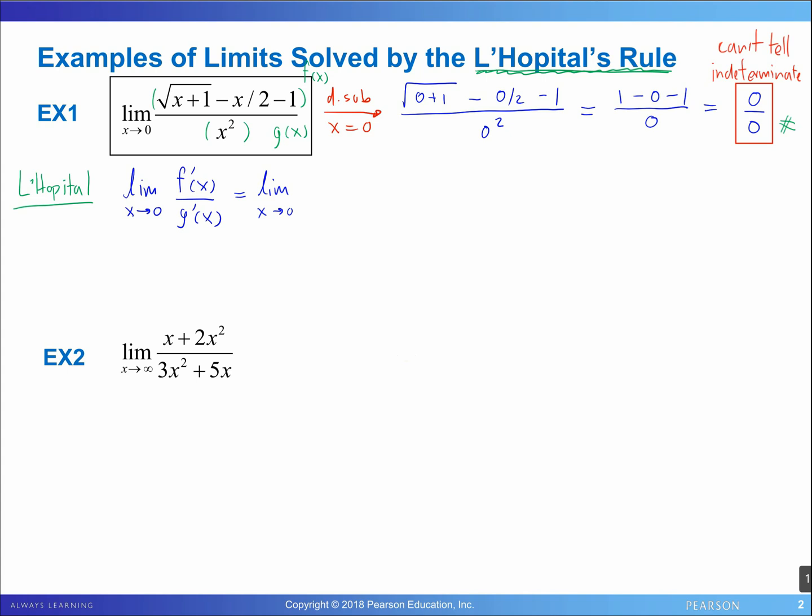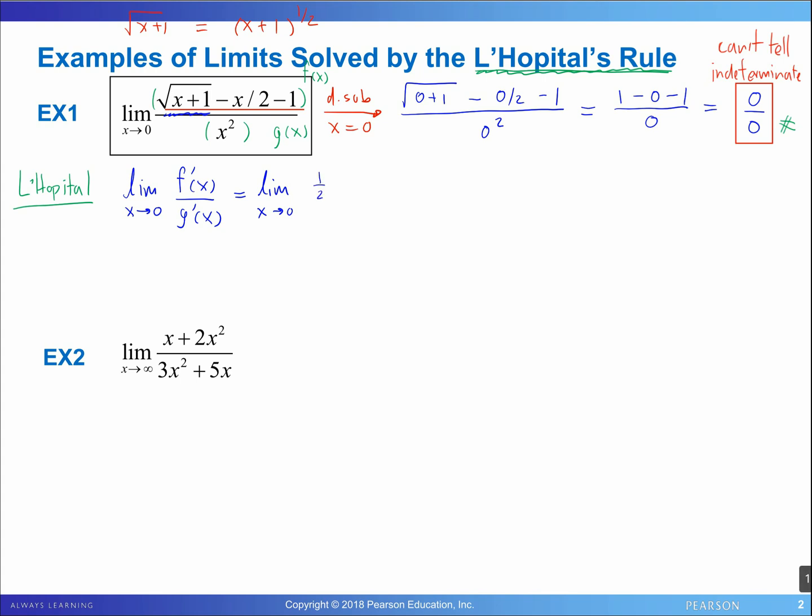Now f prime of x, we need to find that. So let's diff these terms to find f prime of x. So let's make a note right here that the square root of x plus 1 is equal to x plus 1 to the power of 1 over 2. Let's start with this one right here, the square root of x plus 1. Let's diff this. So the power comes down, 1 over 2.